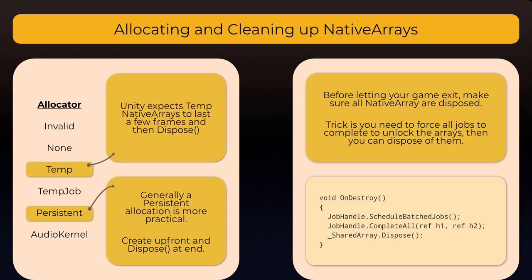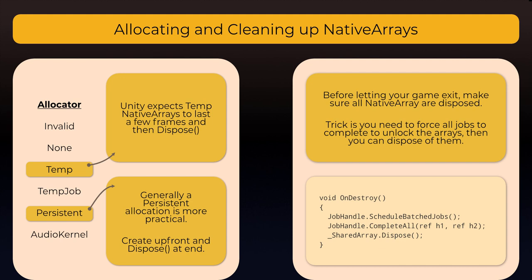If you schedule a job, it may get executed eventually when Unity gets around to it. But if you do the ScheduleBatchedJobs, it forces them to all get executed. And then you can do the CompleteAll, which means anything that might still be running, it should actually wait on the CompleteAll. Here you need to provide a reference to all the handles you want to wait on. And then basically, once you've done that, you know that all that memory is unlocked. And once it's unlocked, you can then dispose of that shared native array.